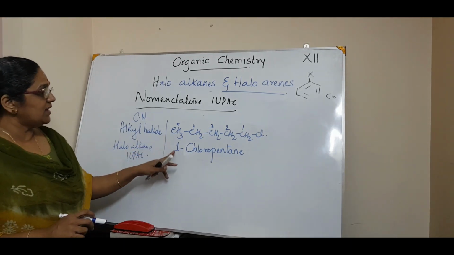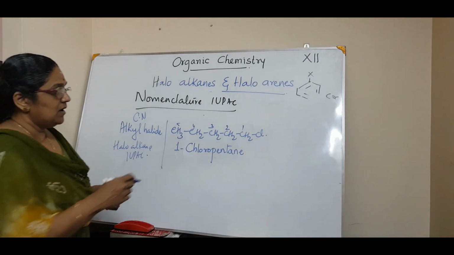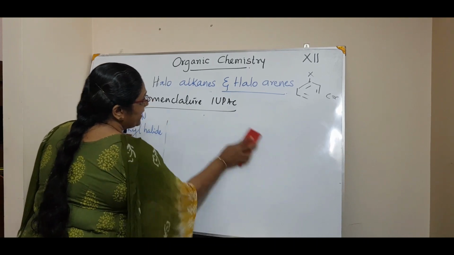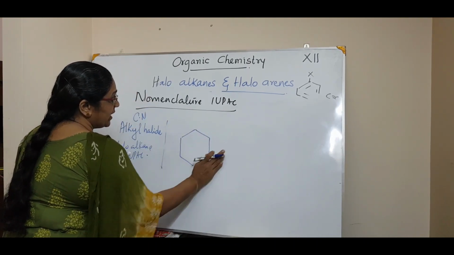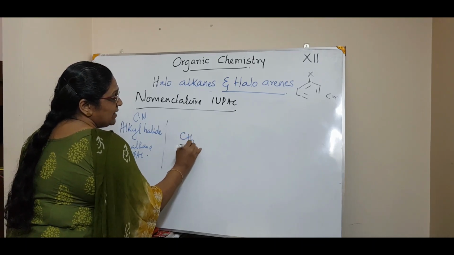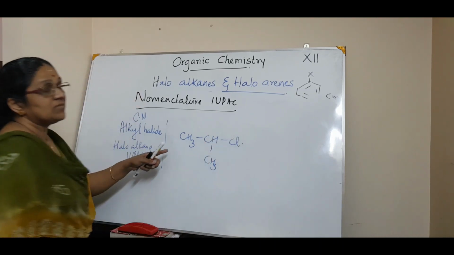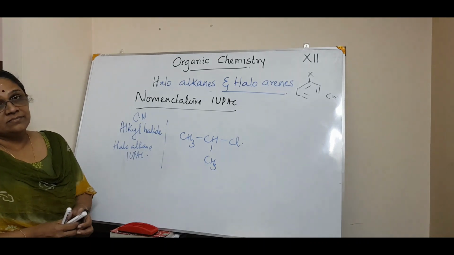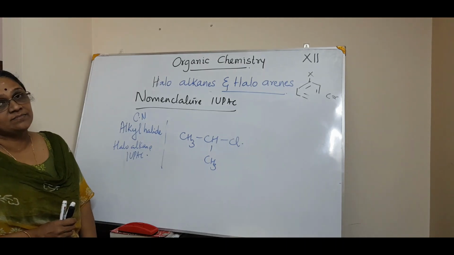Now, in the same way, this is haloalkane. If you come to haloarenes, how will you write the nomenclature for haloarenes? Okay, before going into haloarenes, the next example is CH3, CH, CH3, Cl. How will you write it? Just pause it and do it. How will you write this?